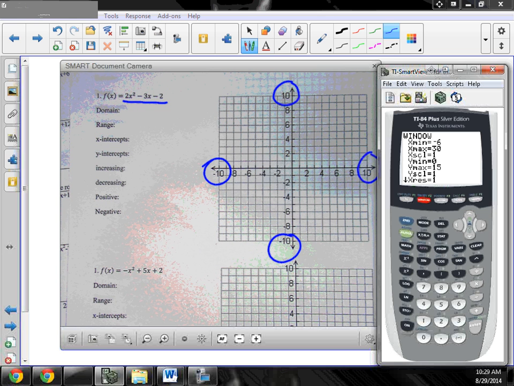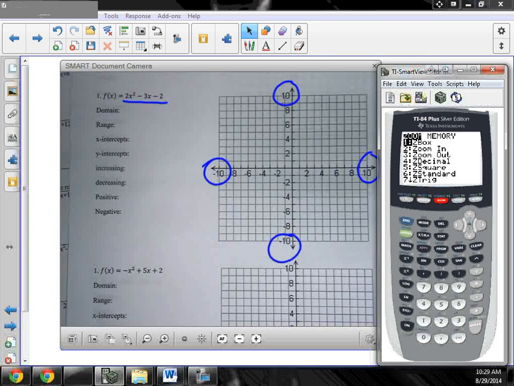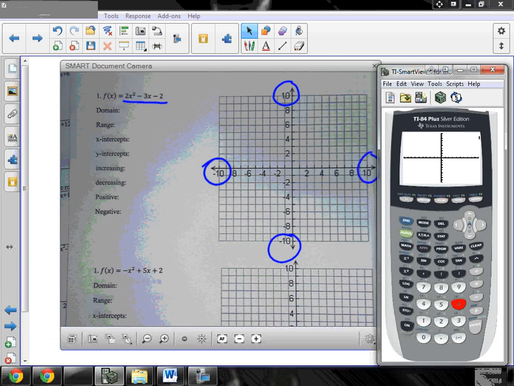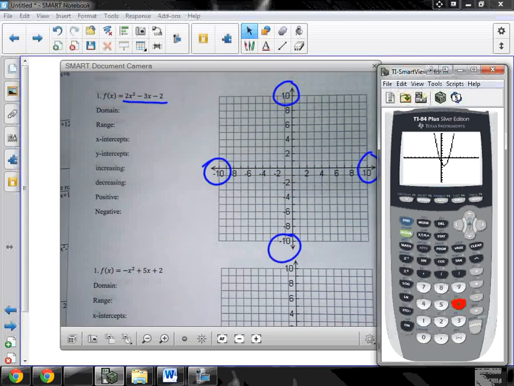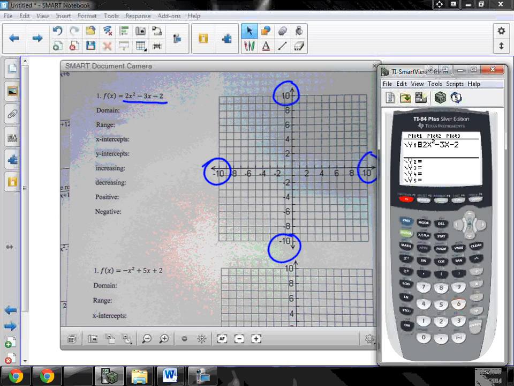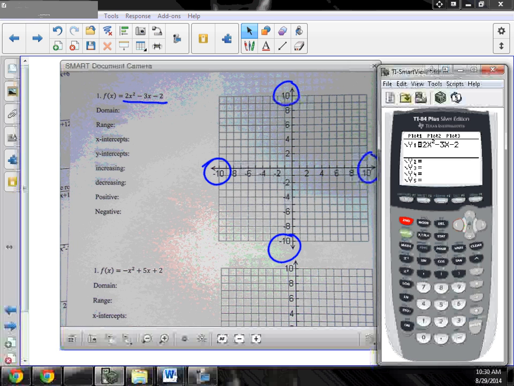The nice thing is, the calculators understand that this is the most common viewing window. So instead of typing it all in, I can just go to zoom, and then go down to number 6, which is standard. And that's the graph. So whenever your window is mixed up, then you just push zoom 6 and it will fix it. Now, what if I type this in and I get, well, anyway, I'll just put this in there.